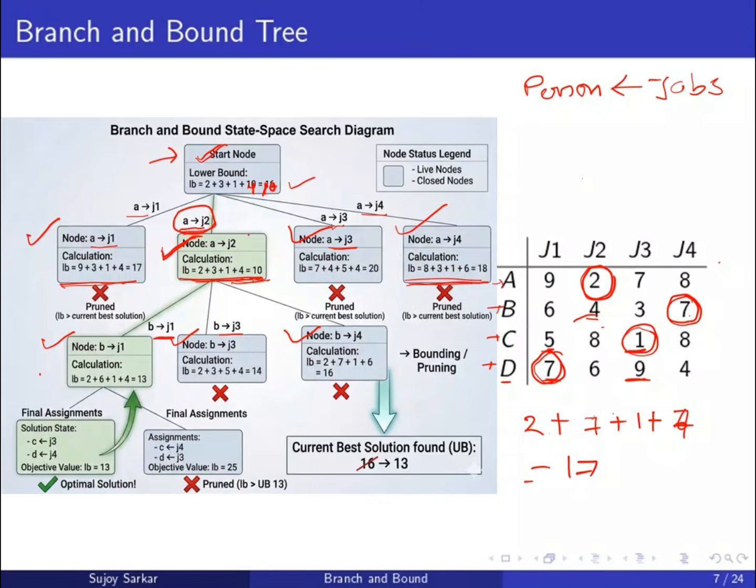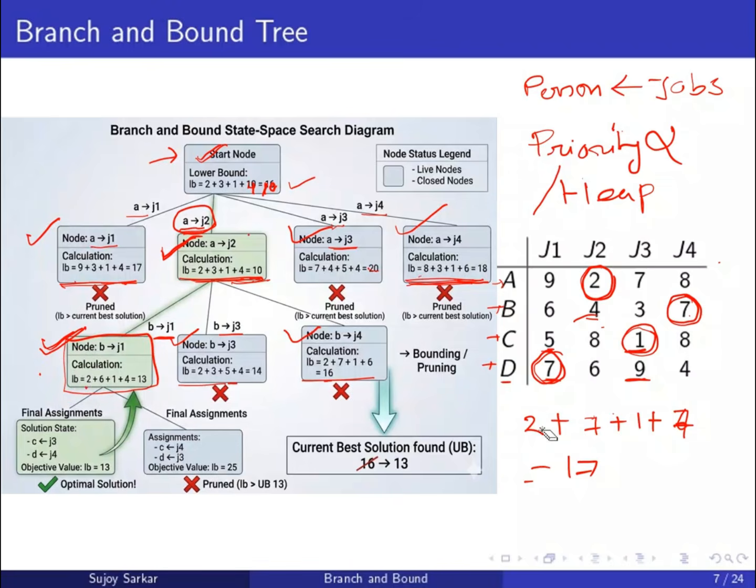So what kind of data structure can we use for this? We can use a priority queue or heap, right? Min heap. Fine. So out of these live nodes, which one is minimum? Obviously we have 17, 13, 14, 16, 20 and 18. The minimum is 13. So next we will pick up this node, right?